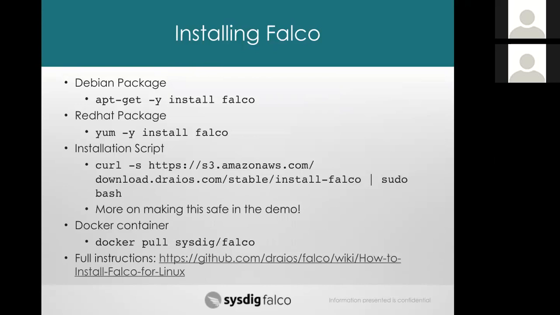And of course, you can download a container that has Falco built in and allows you to run it without doing a bunch of initial steps. And then on our wiki page on GitHub, we've got the full instructions, so you can take a look there if you want to install everything yourselves. You don't have to cut and paste this stuff right now, I promise.